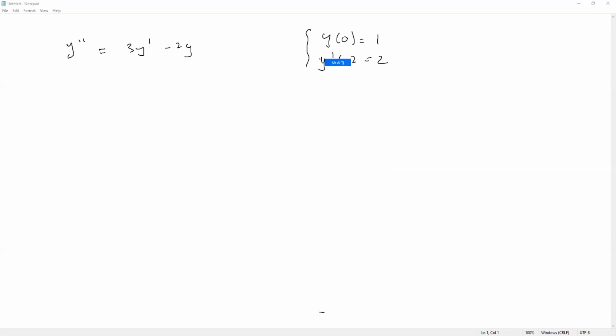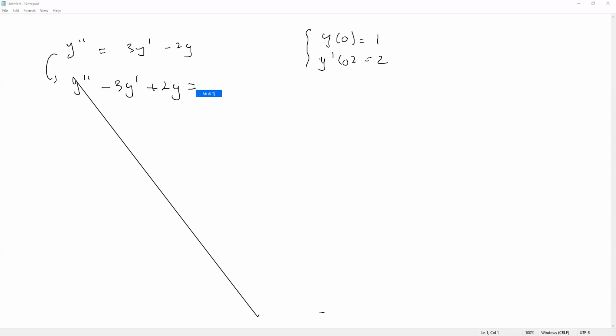Okay. Now, before we go further, let's try to arrange this equation into the standard form. The standard form says that anything that contains y, you put on the left-hand side. Anything that is purely on x, put on the right-hand side. With the highest derivative having the positive coefficient. So we are going to arrange this into y double dash minus 3y dash plus 2y equals 0.